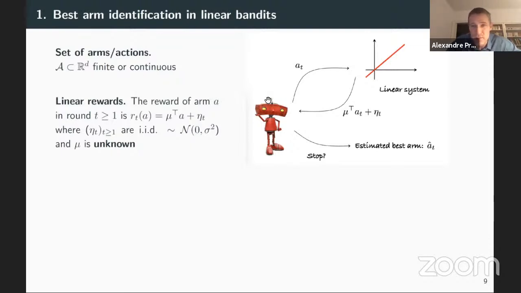So the game is as follows. In each round, the decision maker selects an arm a_t, and he gets, as feedback from the system, a sample of the reward that has average mu transpose a_t. So the reward at time t for an action a is r_t(a), which is mu transpose a plus eta_t, where eta_t are IID and Gaussian with variance sigma. What is unknown here is the vector mu that essentially defines the average reward.